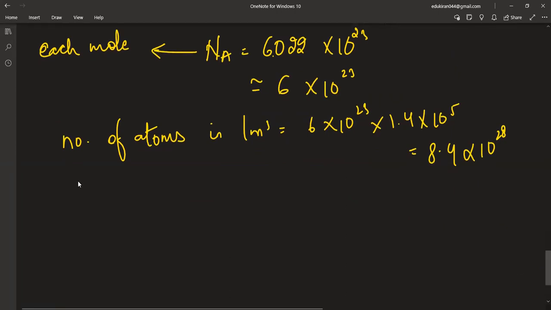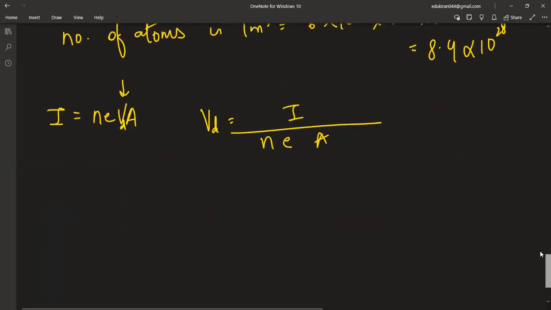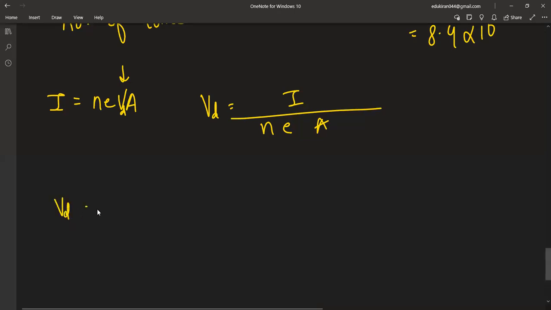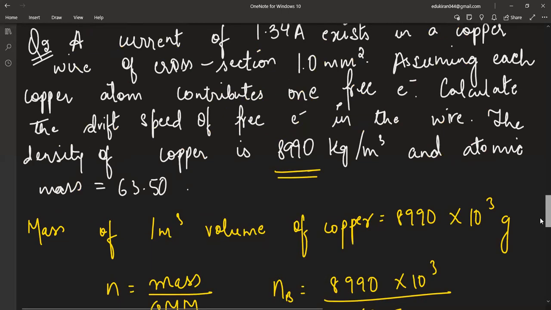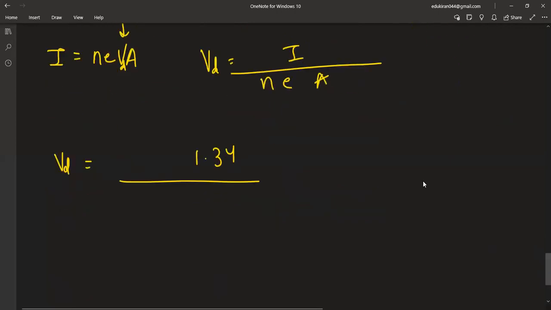Now see, we have to find out the drift velocity. I is equal to NEA Vd, that is, NE Vd into A. What do we have to find? The unknown is drift velocity. So drift velocity will be current divided by NEA. Drift velocity will be equal to current, how much is the current given? 1.34. Yes, current is 1.34.